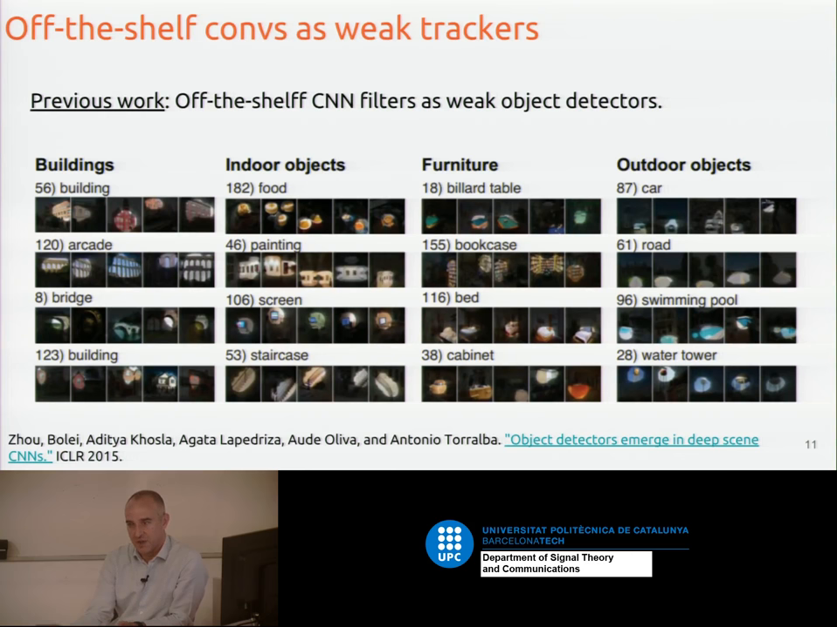Okay, more or less. So this work was developed in 2015, and then based on this idea, some other authors thought, okay, if I know that some of the convolutional filters are good at detecting some objects, can I use this to track objects in video? And they did something similar.